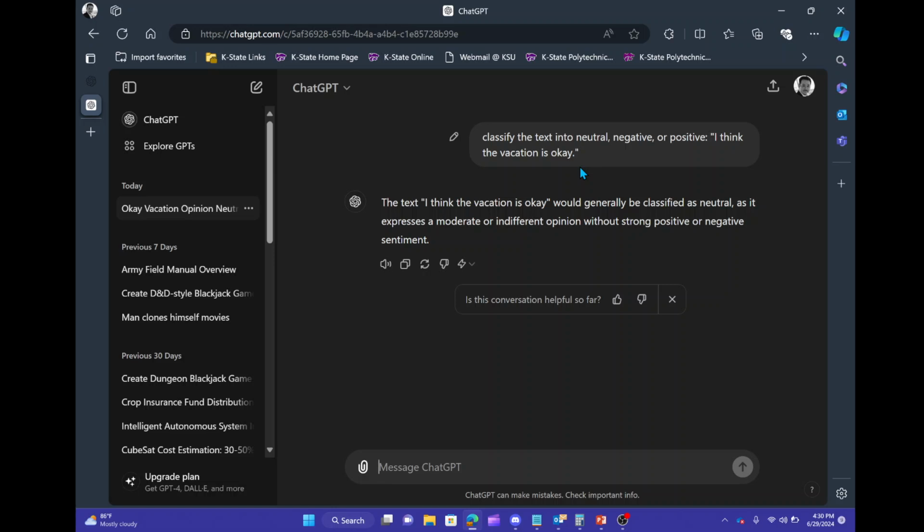And so if we changed it up to say, hey, classify the text, just do the same thing, classify the text into neutral, negative, or positive.